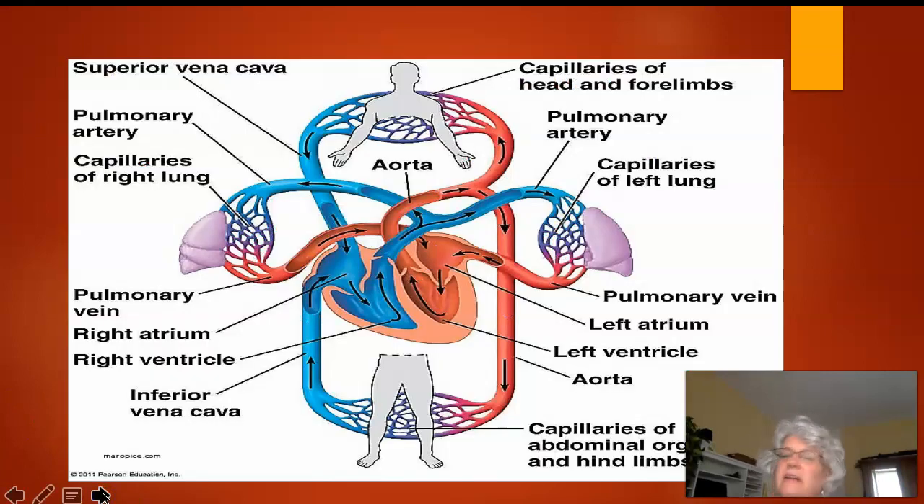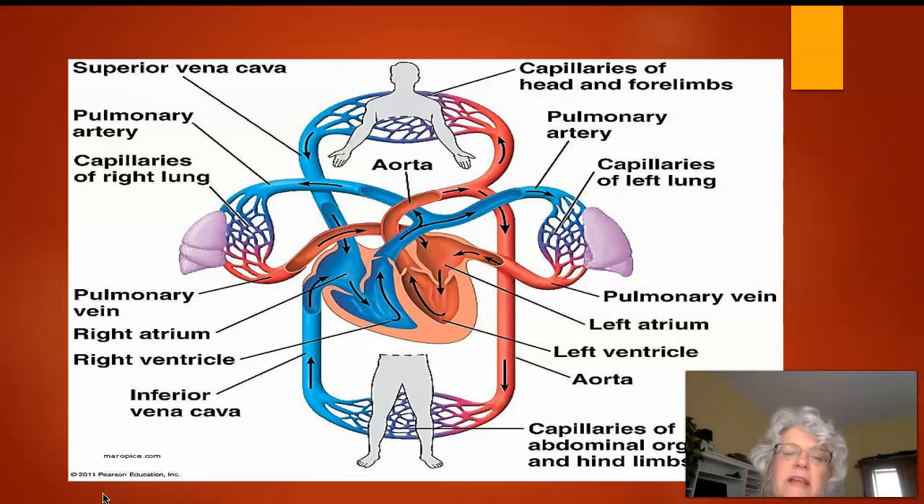So let's start with the structures. Let's start with all the components of the cardiovascular system. So first, we have the four chambers of the heart, hollow chambers, and they're separated by septum between the right and left atria and the right and left ventricles. So the heart's about the size of your fist. It lies mid-sternal.